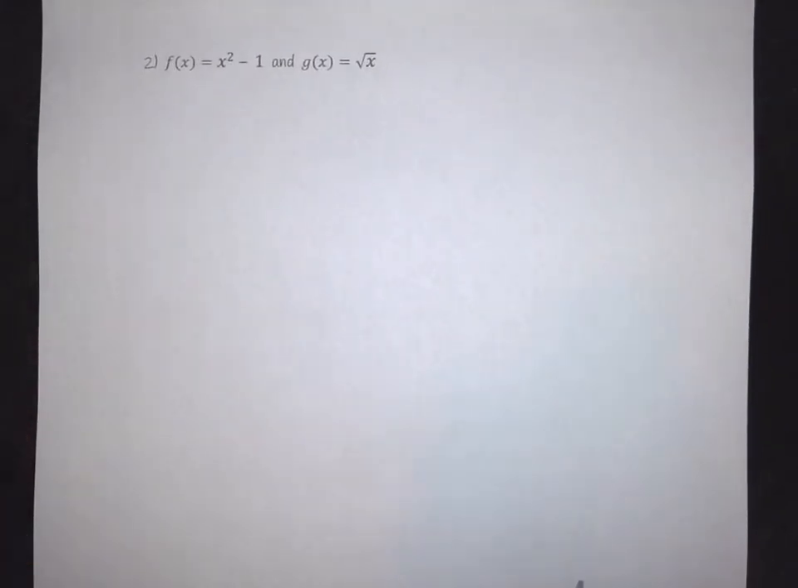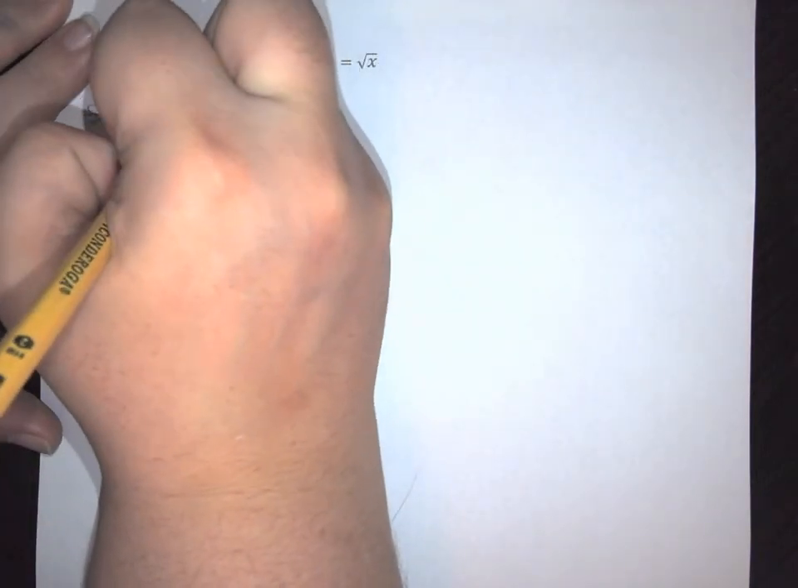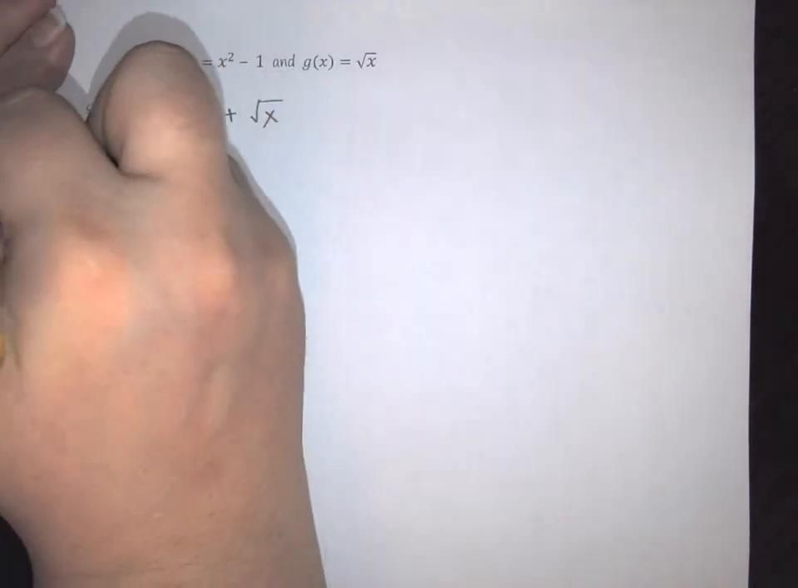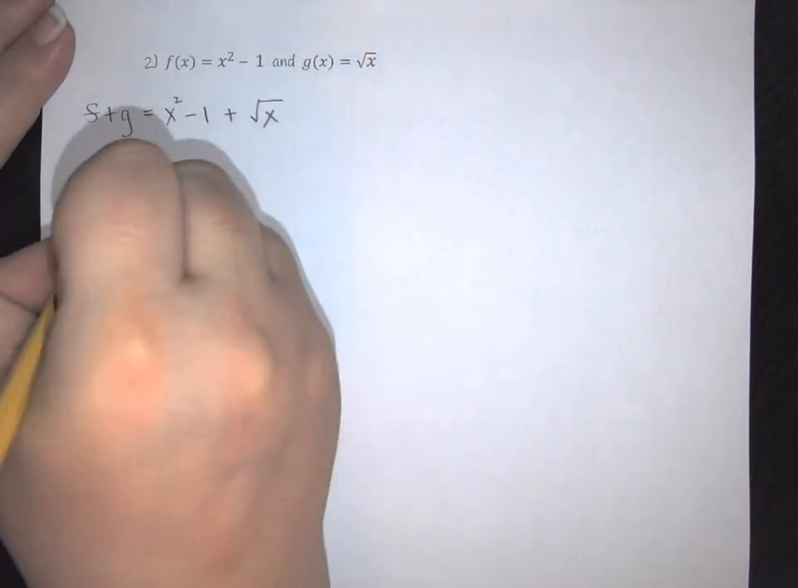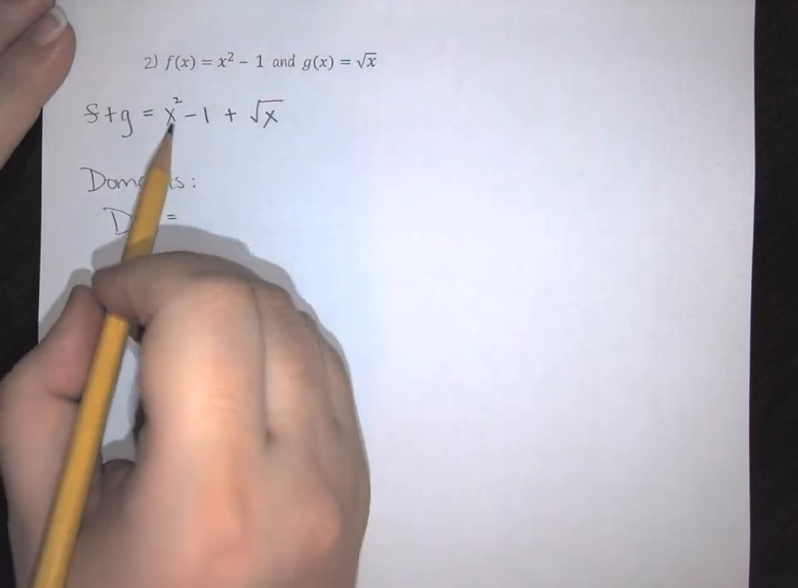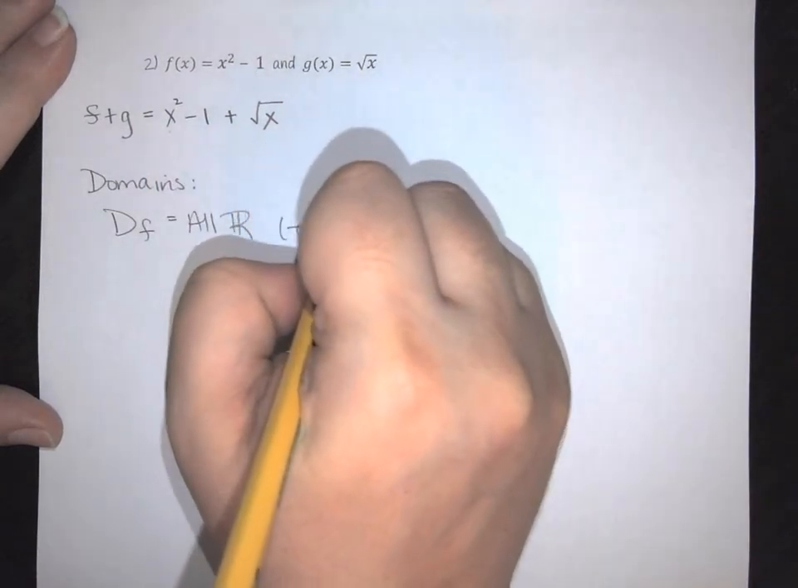So again, we're going to look for f plus g. So f plus g is going to combine them, so this is going to be x squared minus 1 plus the square root of x. Now we need to find the domains. So to do that, I'm going to find the domain of f, which in this case, because it's a parabola, we are still going to have all real numbers, so negative infinity to positive infinity.